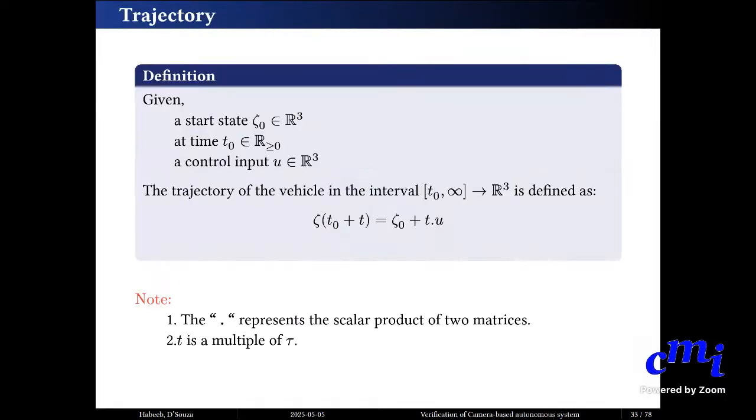Then I'm defining a trajectory. A trajectory is a function which takes in the time and returns the position of the model or the vehicle. Why an interval? Time t from the initial time to infinity. It returns a position, and U is the output of the neural network. I'll make U from the output of the neural network by multiplying it by M. So that's where it fits. And t is a multiple of tau.